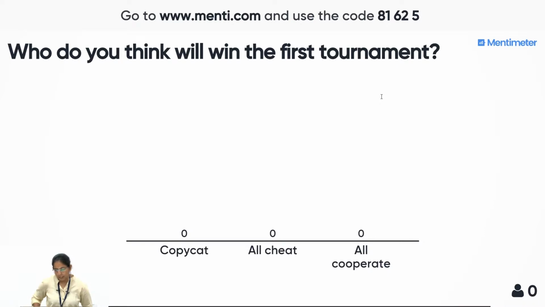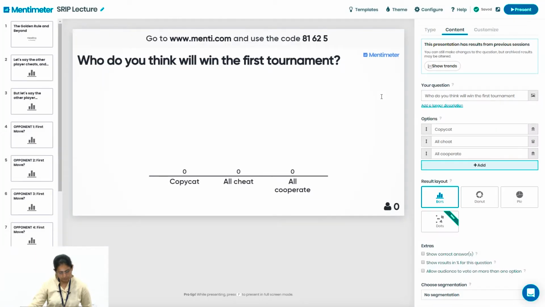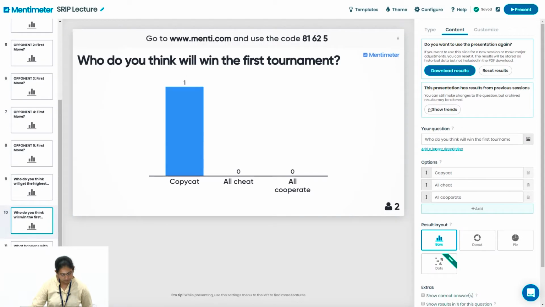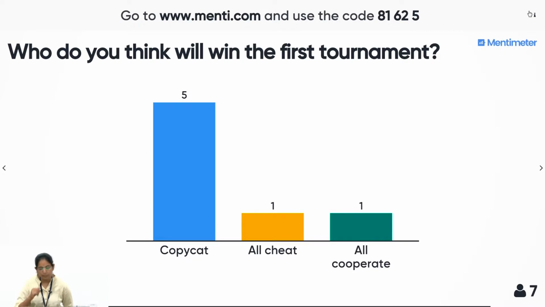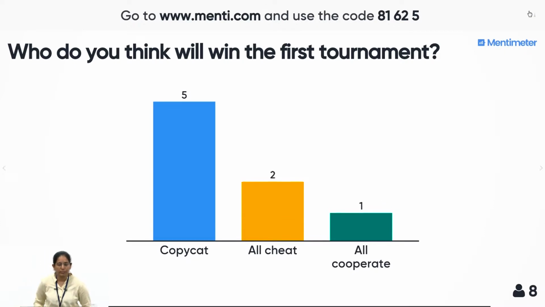I think the question is badly phrased here. What I mean is, who do you think will survive if we do this? So let me just check. Yeah, the question here is who will survive at the end. I don't know why I said who will win the first tournament. What I mean is who will survive in the long term.